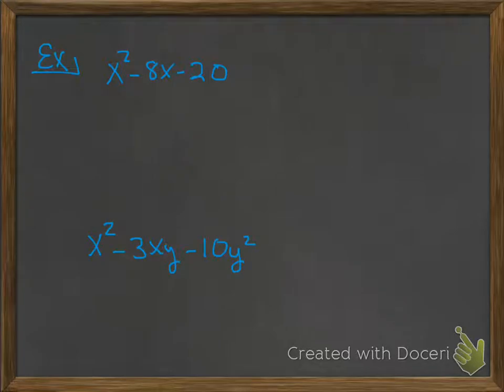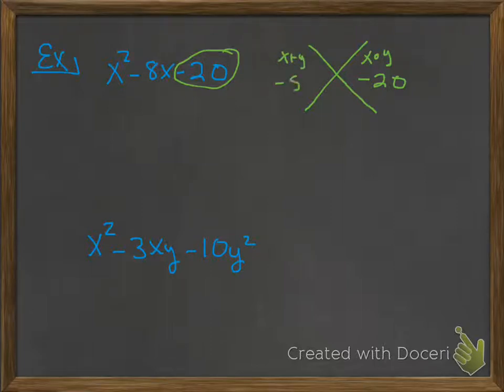So I'm going to use that same x method that I've been using, where I'm looking at two numbers that multiply together. So x times y, but now it's going to be negative 20, multiply together to get negative 20. And x plus y, so they'll add together to be negative 8. Multiplying to be negative 20 means that one number has to be negative, so I'm already going to make my top number negative.